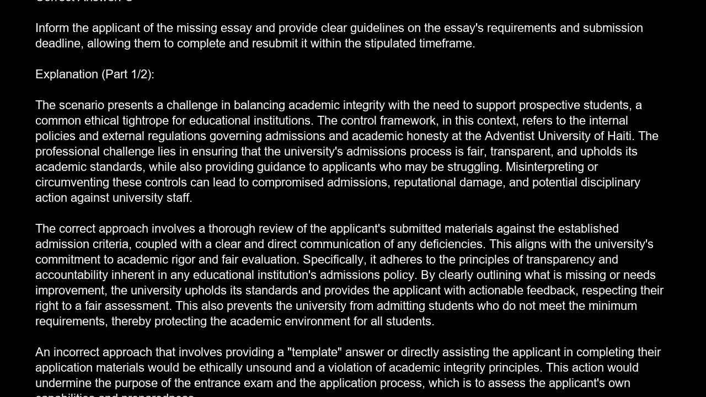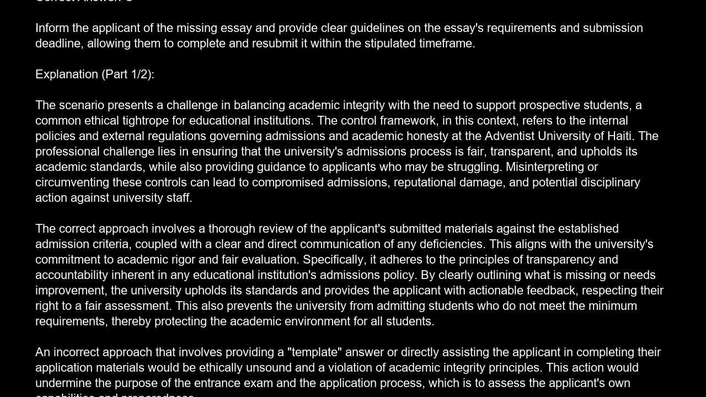The professional challenge lies in ensuring that the university's admissions process is fair, transparent, and upholds its academic standards, while also providing guidance to applicants who may be struggling. Misinterpreting or circumventing these controls can lead to compromised admissions, reputational damage, and potential disciplinary action against university staff. The correct approach involves a thorough review of the applicant's submitted materials against the established admission criteria, coupled with a clear and direct communication of any deficiencies. This aligns with the university's commitment to academic rigor and fair evaluation. Specifically, it adheres to the principles of transparency and accountability inherent in any educational institution's admissions policy.